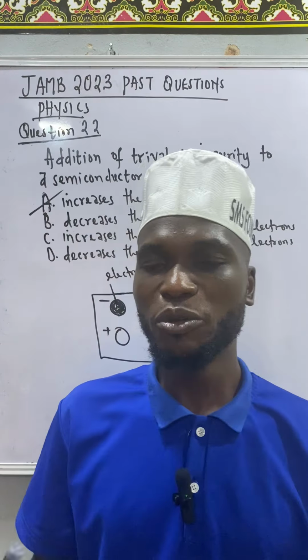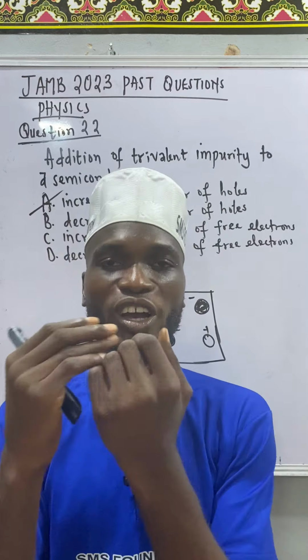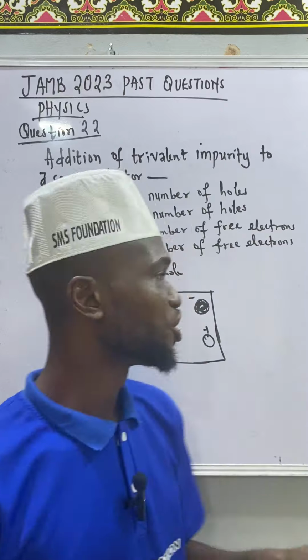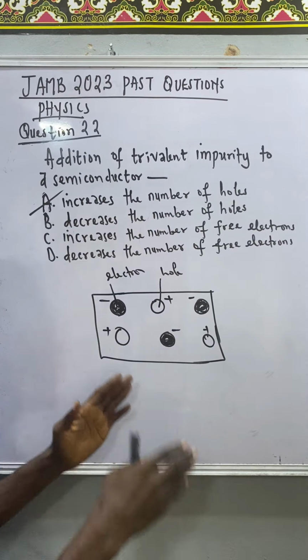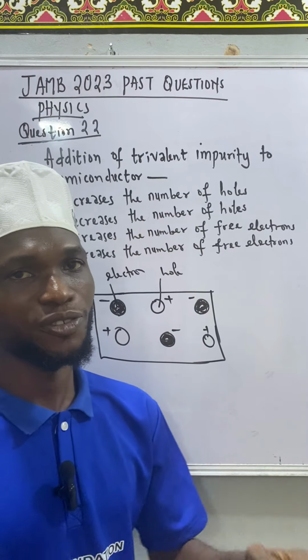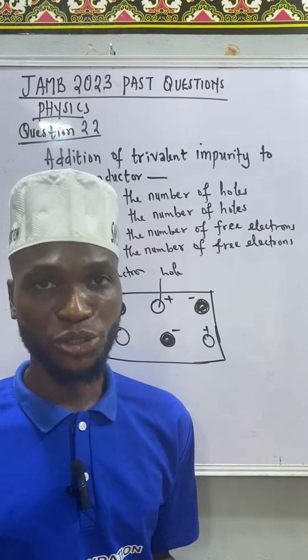Now, generally, semiconductor can be classified into two. We have pure semiconductor and impure semiconductor. In pure semiconductor, the number of holes is always equal to the number of electrons. That means it will be neutral.